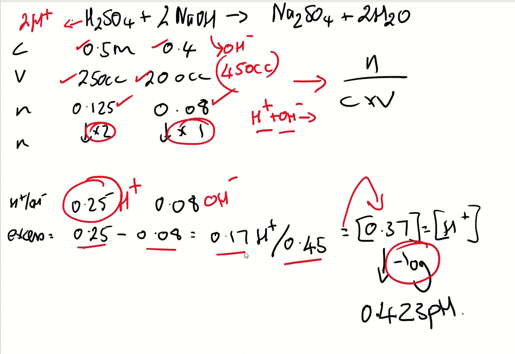That's simple, all I do is minus log that, and again I have a strong acid in excess. I expect a pH between 0 and 2 probably.